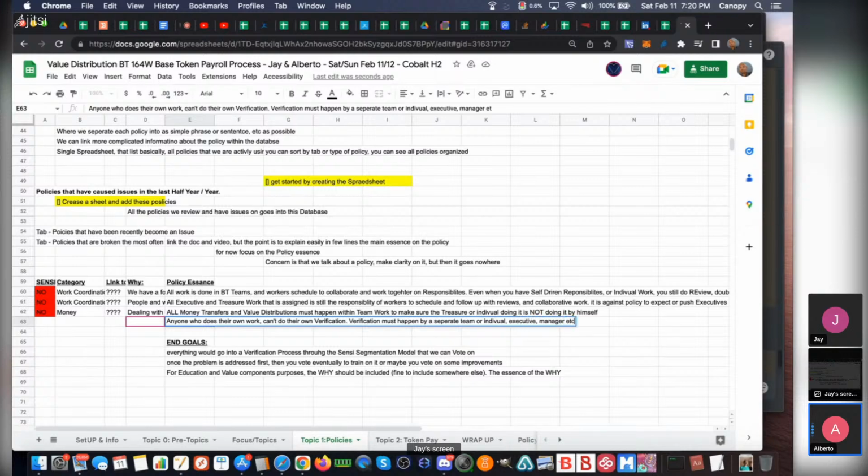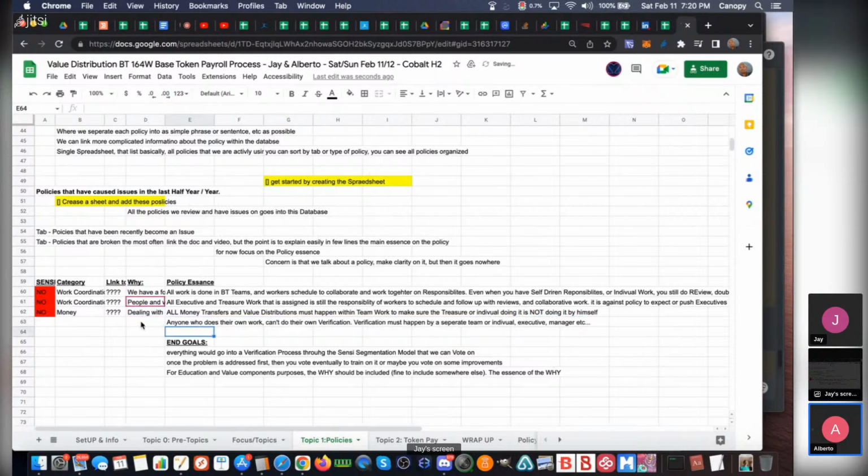Yeah, just a sentence. The main why, right? You can list many whys, but exactly. Dealing with money and value distributions can be very stressful to bear alone, as it's a heavy responsibility. There should always be available support present.